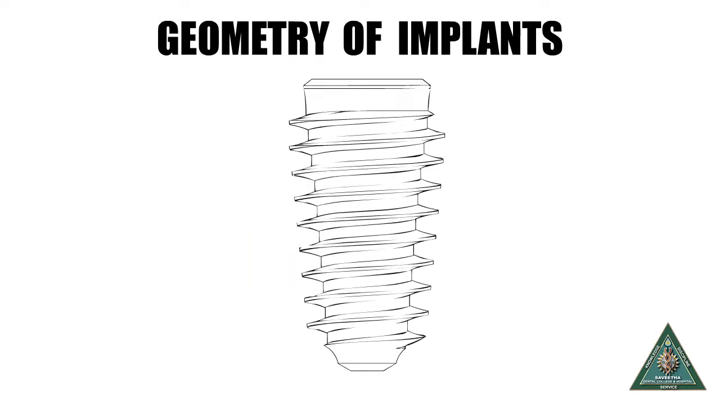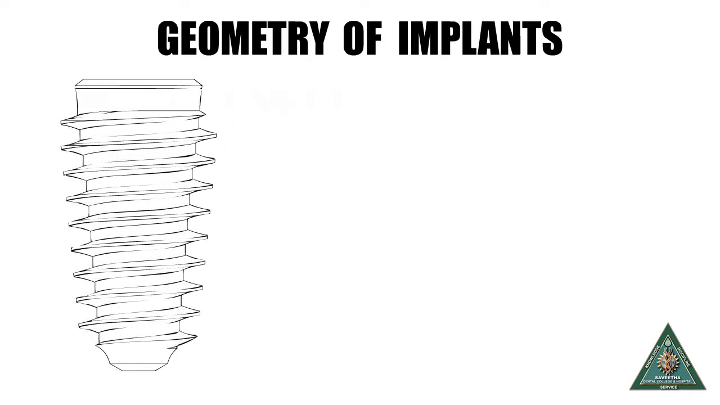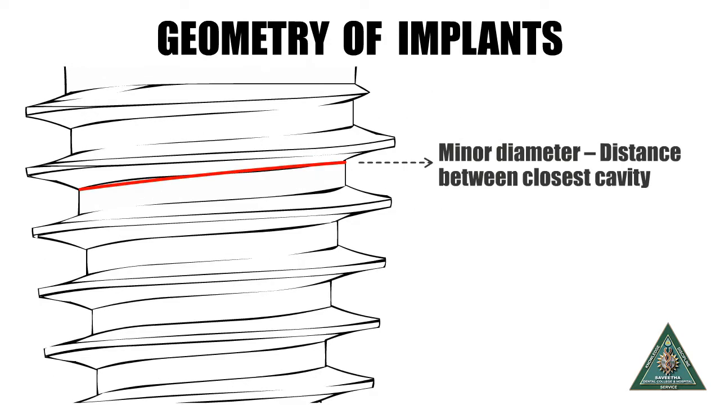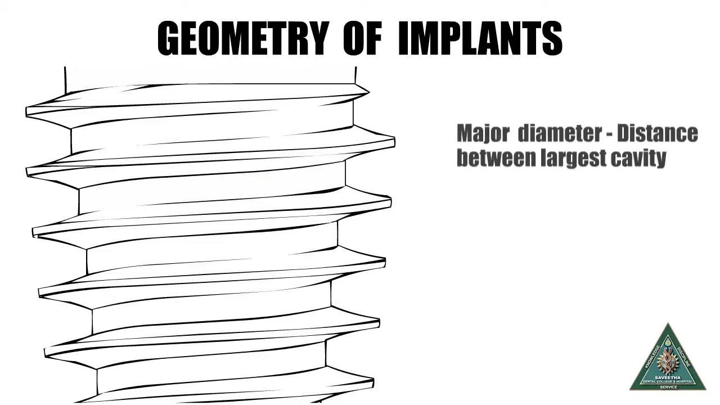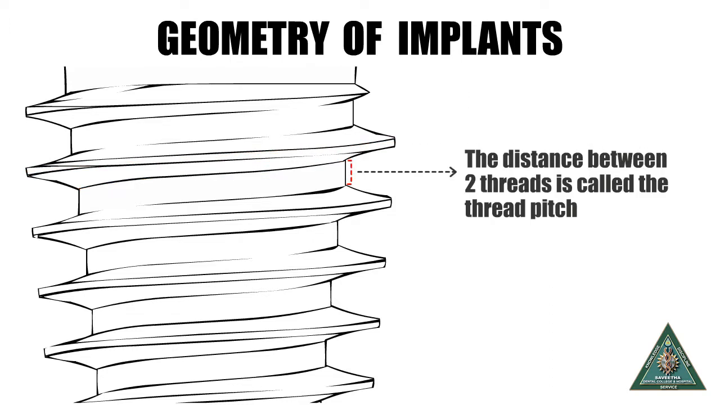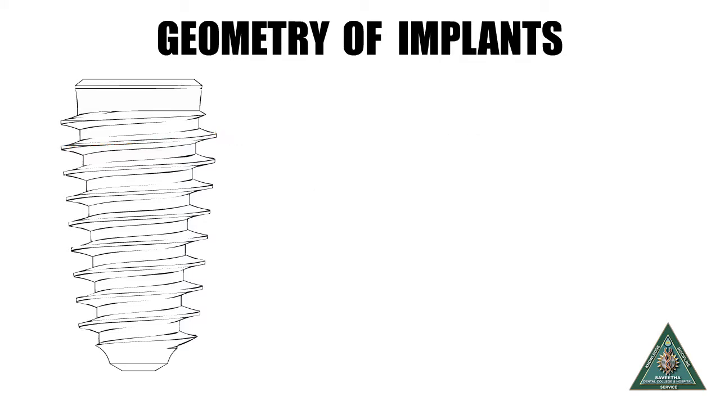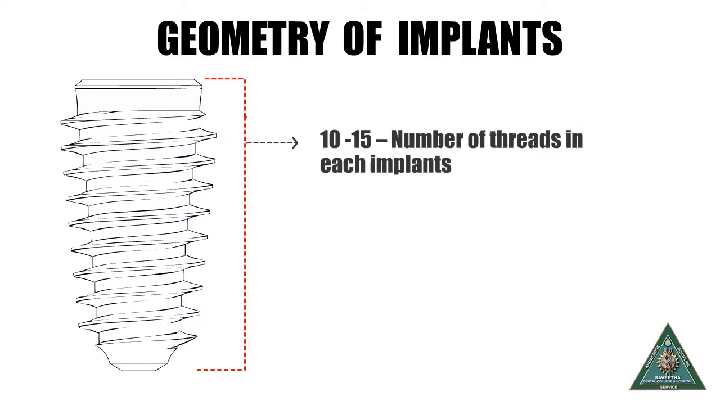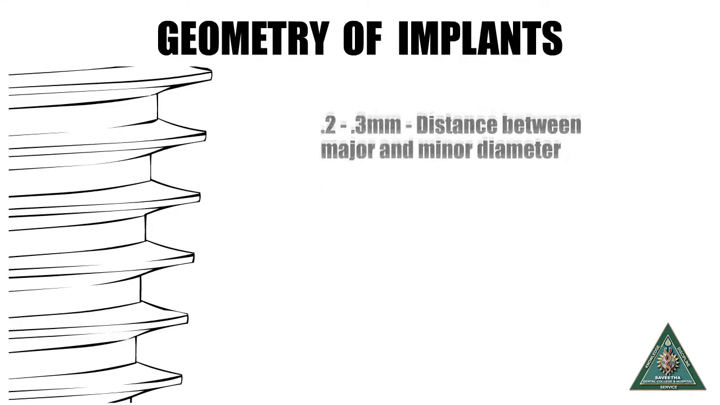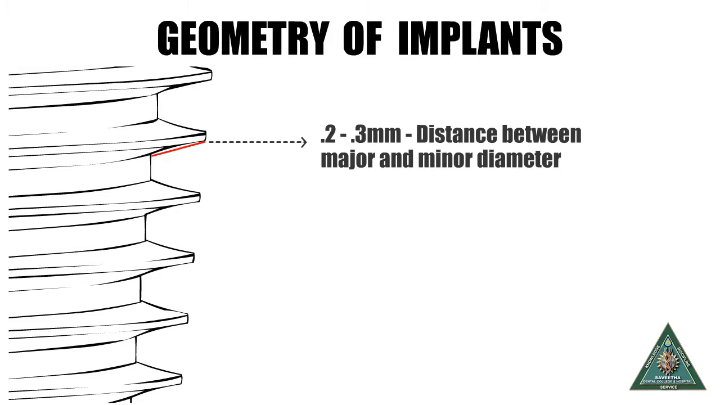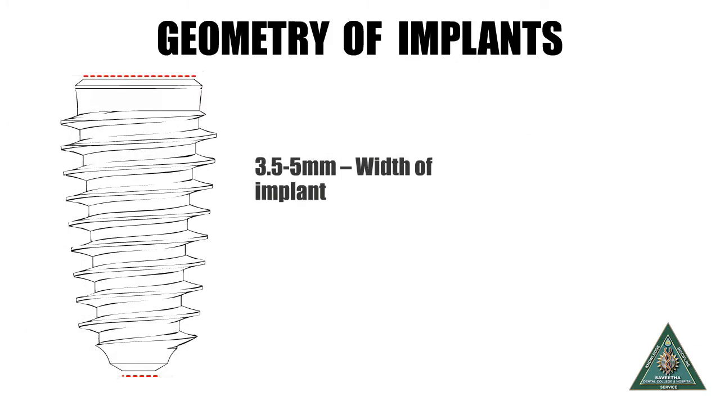The geometry of implants is manufactured with extreme precision. The width of the implant at the base of the thread is called the minor diameter, whereas the width of the implant at the apex is called the major diameter. The distance between two threads is called the thread pitch, which is usually 1 mm. The average length of an implant is 10 to 15 mm, and each implant will have 10 to 15 threads. The distance between major and minor diameter is 0.2 to 0.3 mm. The width of the implant is usually between 3.5 to 5 mm.